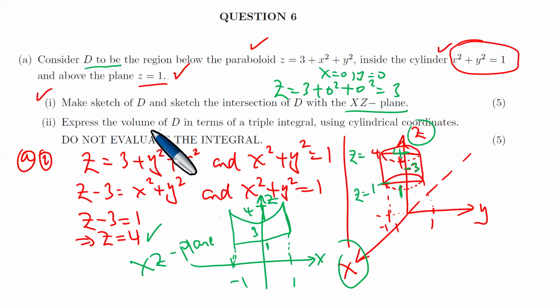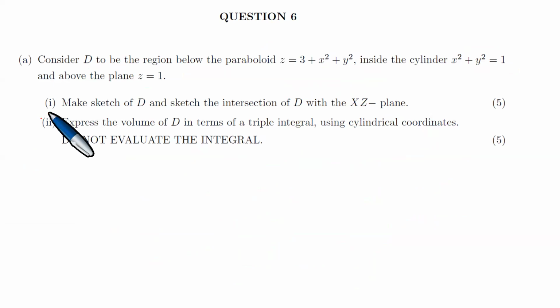Express the volume of D in terms of a triple integral using the cylindrical coordinates, not evaluating the integral. Let's look at the second Roman figure. So we need to express the volume of D in terms of a triple integral using cylindrical coordinates. Cylindrical coordinates are X, Y, Z, with R and theta. So you change the X, Y, Z to R, theta, Z.